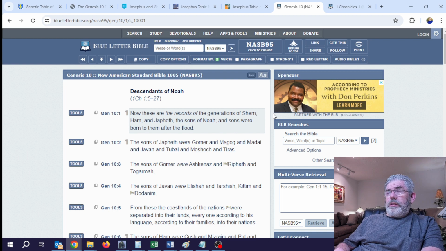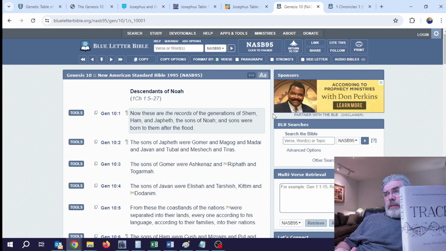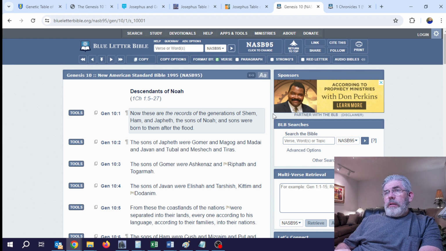Now, whether those conclusions are correct or not remains to be seen, and further research is being done as we speak. But I think what this book, Traced, has done is it has brought forth an interesting correction to some of the assumptions that many others have made. And so let me just switch over here and share that with you briefly.